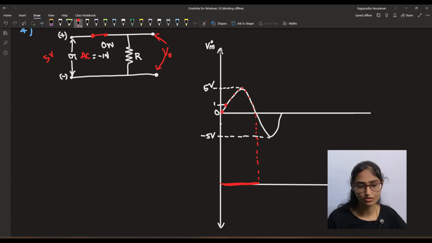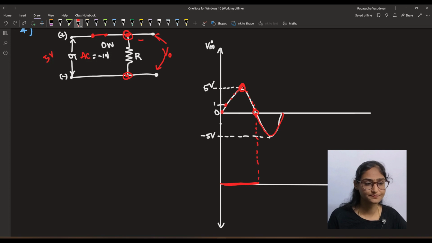It is going to be 0, 1, 2, 3, 4, 5. It will reach a positive maximum, then it will be 4, 3, 2, 1, 0. So I am going to tell you what will be the voltage at all these points. So when the diode is conducting, Vi will be across this diode and this resistor.